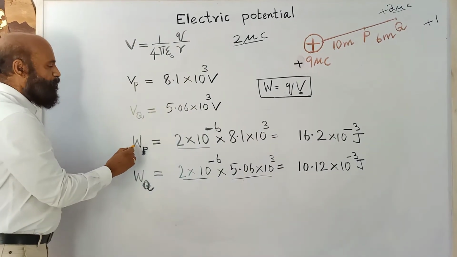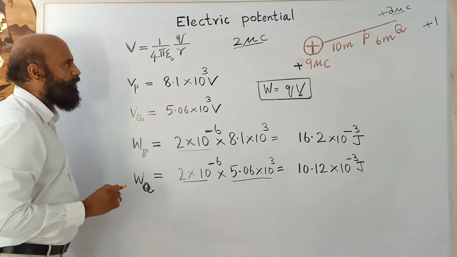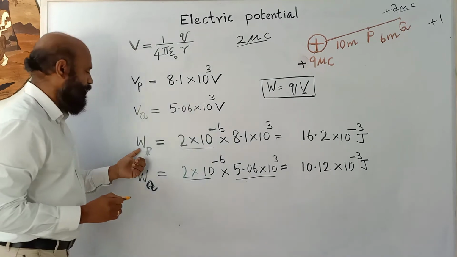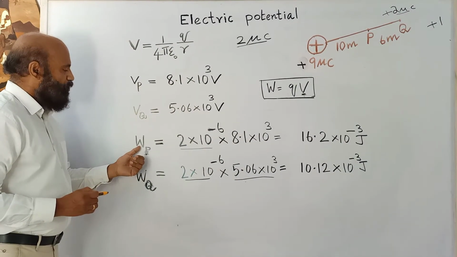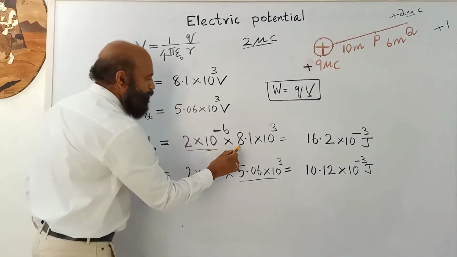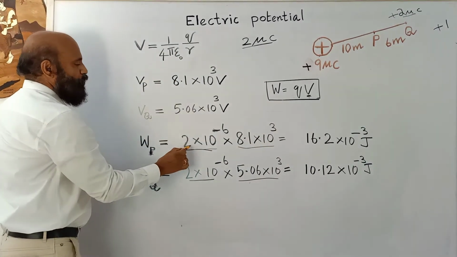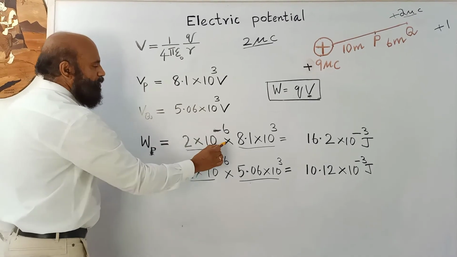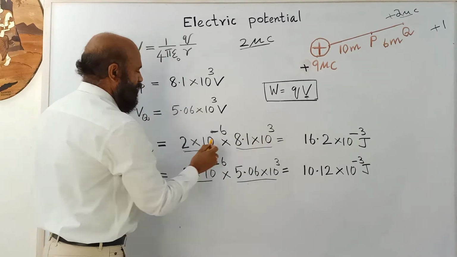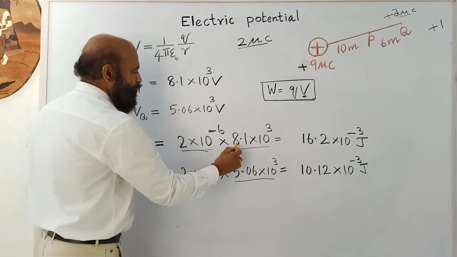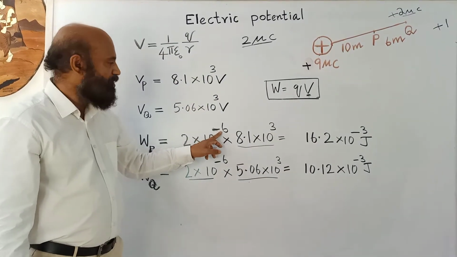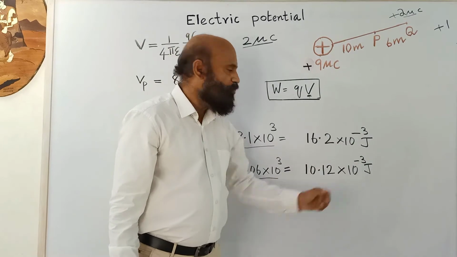Now let us find the work to be done to take a charge of 2 microcoulomb from infinity to the point P. For getting the work done, we have to multiply the charge by the potential. So the charge is 2 microcoulomb. Then the potential at P is 8.1 into 10 raised to 3. You multiply these two numbers. 8.1 into 2 is 16.2. Then combining the powers, minus 6 and 3, 10 raised to minus 3 joules.